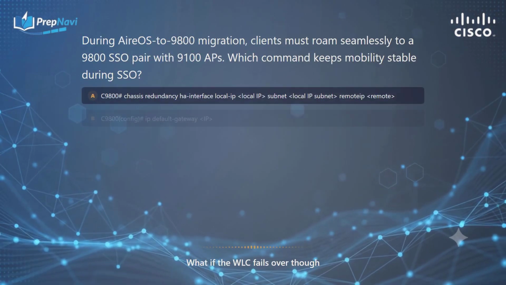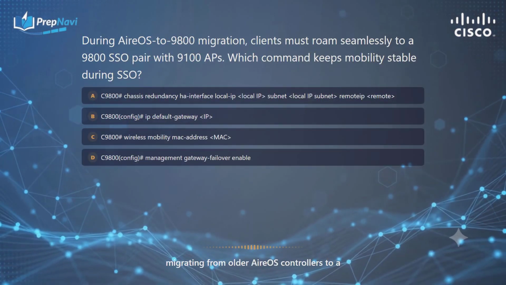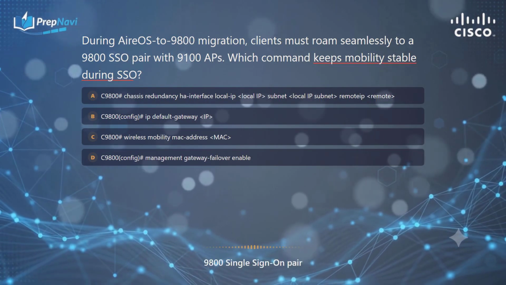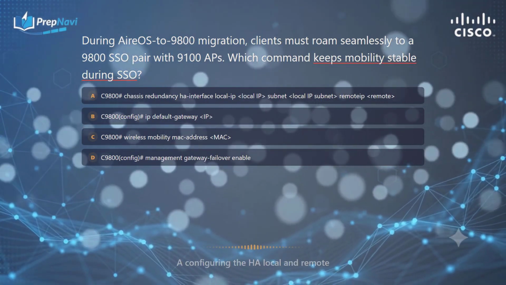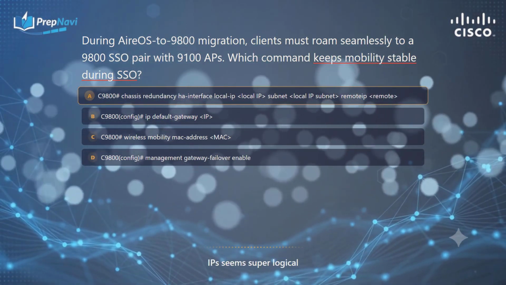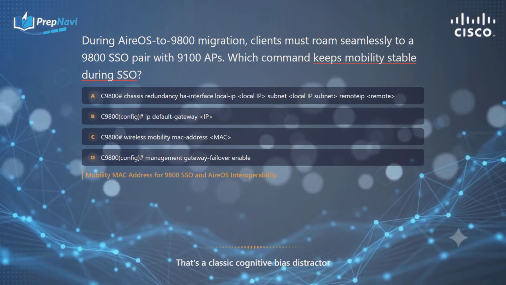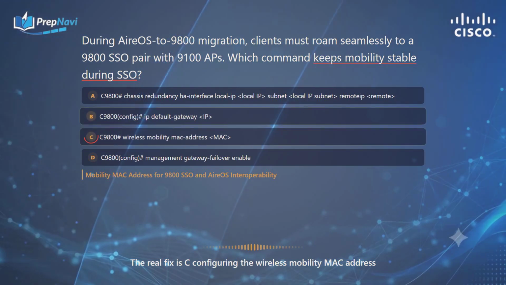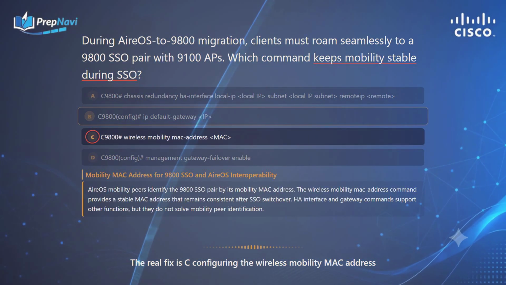What if the WLC fails over, though? Like migrating from older AireOS controllers to a 9800 SSO pair. High availability is the goal, so option A, configuring the HA local and remote IPs, seems super logical. That's a classic cognitive bias distractor. The real fix is C, configuring the wireless mobility MAC address.